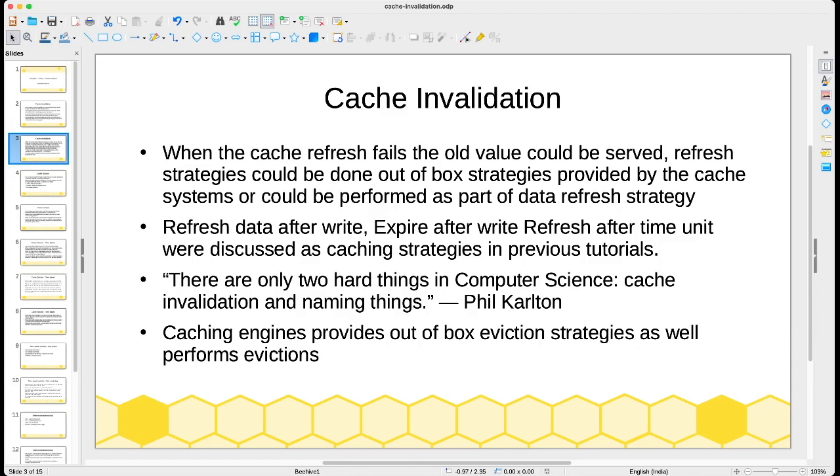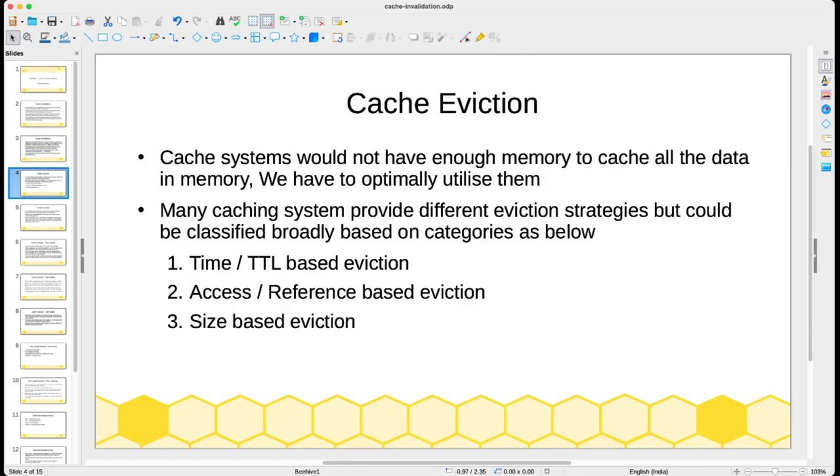Caching engines also provide out-of-the-box ways to perform evictions, and we will look into what those ways are, or whether there is a way that we can write a process to perform the eviction. We will look into this in the upcoming slides. As we looked into what cache invalidation and cache eviction are, we will focus only on cache eviction in this tutorial.